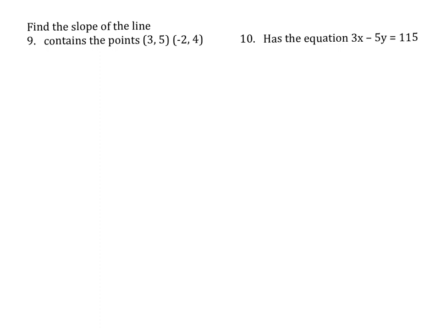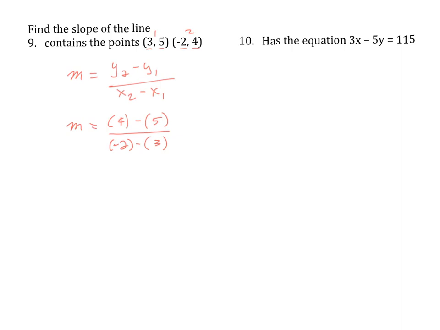Okay, find the slope of the line if it contains the points. We're going to use the slope formula, which is m, slope, is equal to y2 minus y1 over x2 minus x1. It doesn't matter which one you call point 1 or point 2. What matters is if this is point 1, that's x1 and that's y1, and if this is point 2, that's x2 and that's y2. So I'm going to go 4 minus 5, y2 minus y1, over negative 2 minus 3, x2 minus x1.